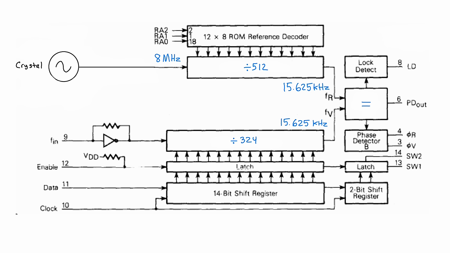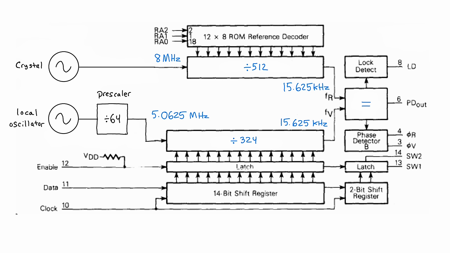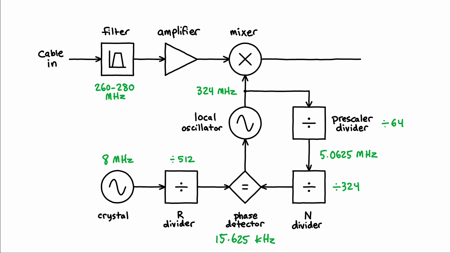To find the local oscillator frequency, we just multiply our way back through the dividers in the bottom arm. Multiplying 15.625 kHz back through the end divider by 324 gives us 5.0625 MHz. But the divide by 64 frequency prescaler chip is between the local oscillator and the end divider, so we need to multiply by 64 to get the actual local oscillator frequency. That gets us to 324 MHz, which matches what we picked up with the RF probe earlier. Here's the updated block diagram with all the things we've learned about the local oscillator.